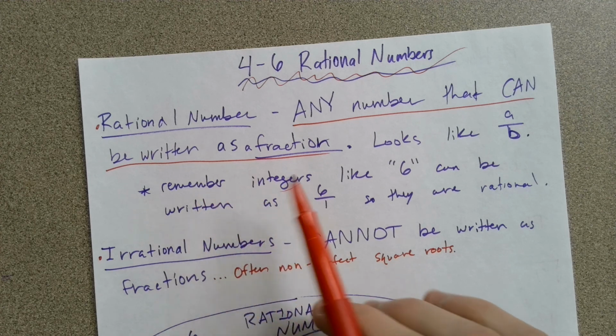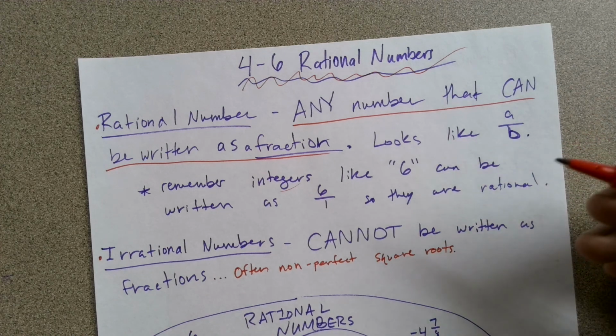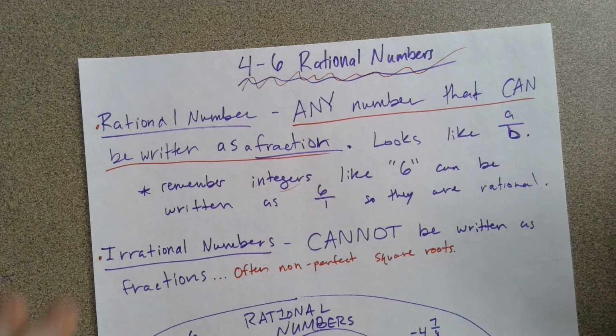It's important to remember that we can write things like 6 as a fraction. That can be 6 over 1. So our integers are rational. It's not just about if they look like a fraction, but if they can be written as a fraction.